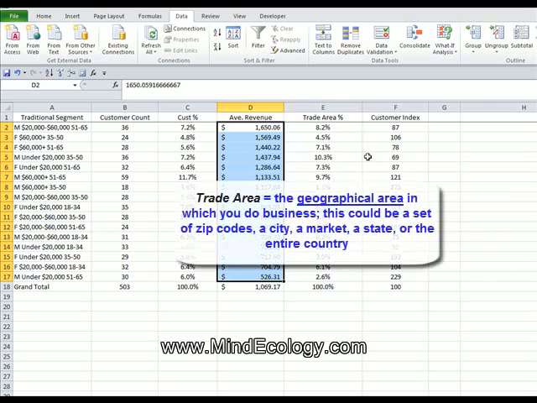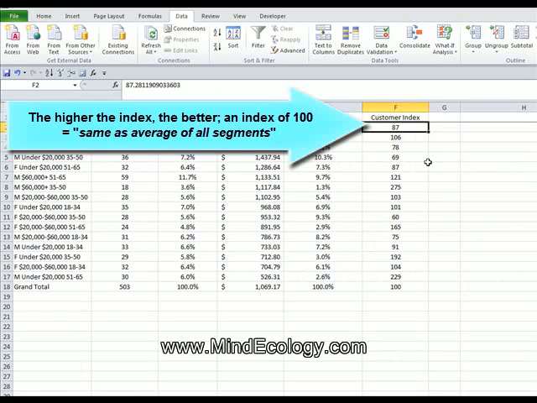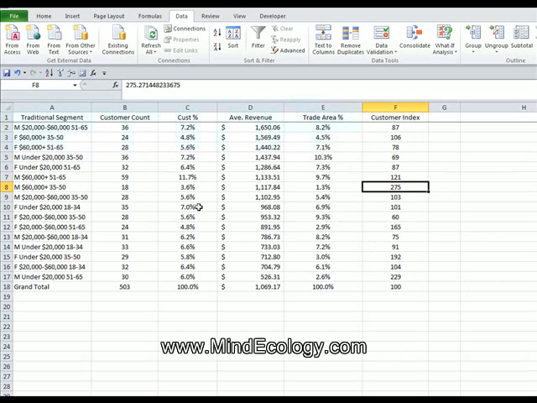Also, let's look at the trade area here. 7.2% of our customers belong to this segment, but 8.2% of our trade area belongs to this segment. So that indexes at under 100. 100 would be average. That tells me we're not doing very well in terms of getting them as a customer. Now look at these folks down here, they index at 275. These folks are really likely to become our customer because only 1.3% of the trade area has them, but they make up 3.6% of our database. They index at 2.75 times higher than the average.